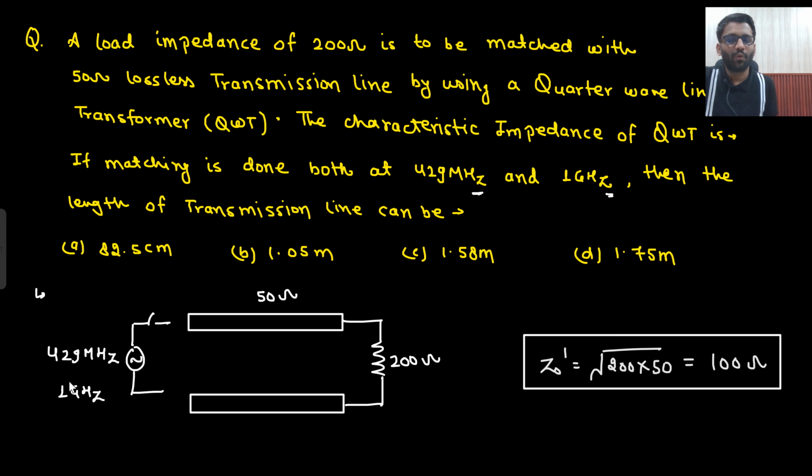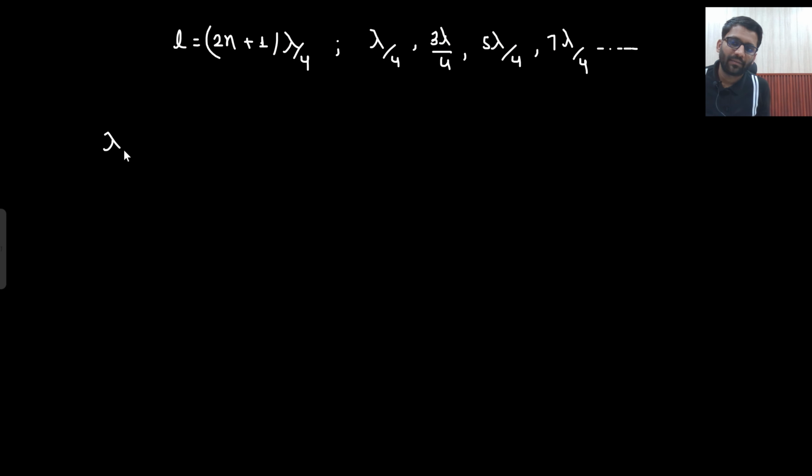Basically, if you use a 429 megahertz source, then matching should be done. And if you use a 1 gigahertz source, then also matching should be done. So with respect to this one, what will be the value of lambda? And with respect to this one, what will be the value of lambda? So lambda is equal to C by F.